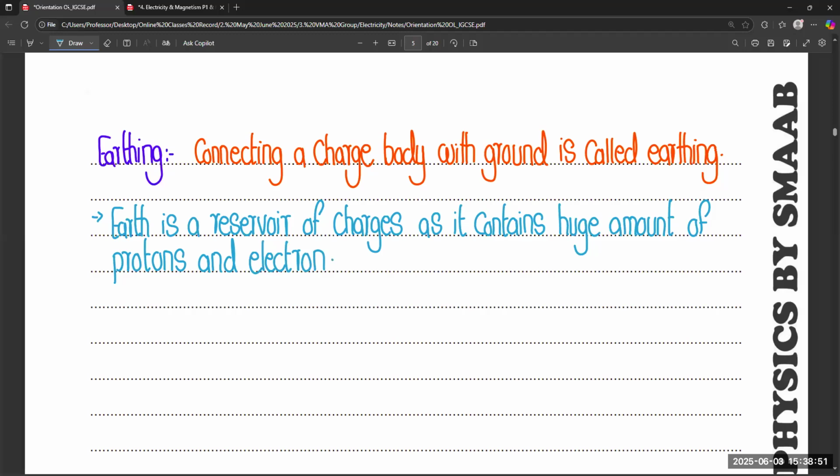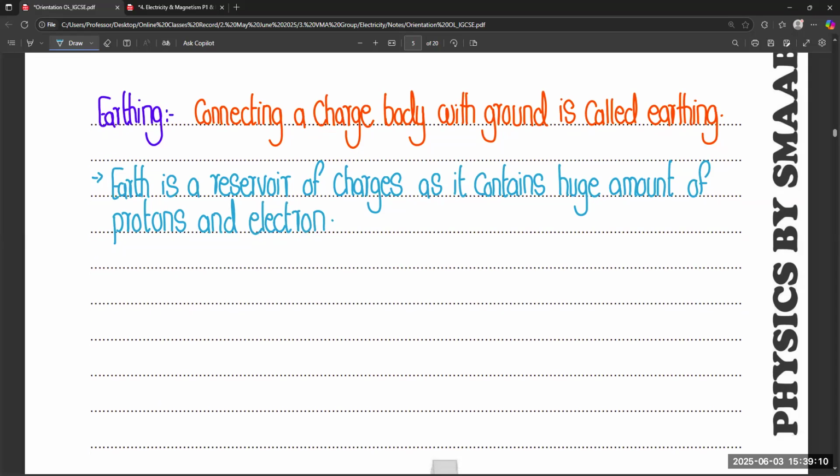So we know that we have so many charges available on the earth. So that's why we can easily connect that earthing wire with the ground, so that a small charge can easily transfer to the earth, and that will affect nobody. So nothing will get any electric shock.